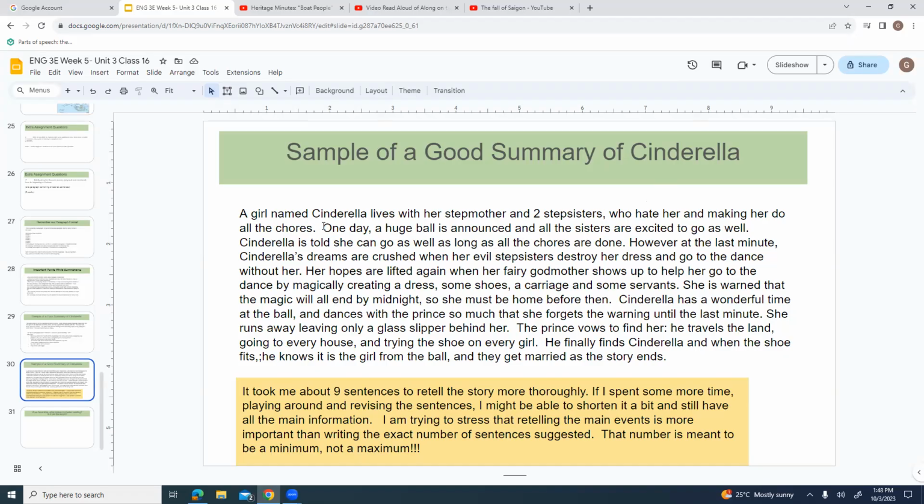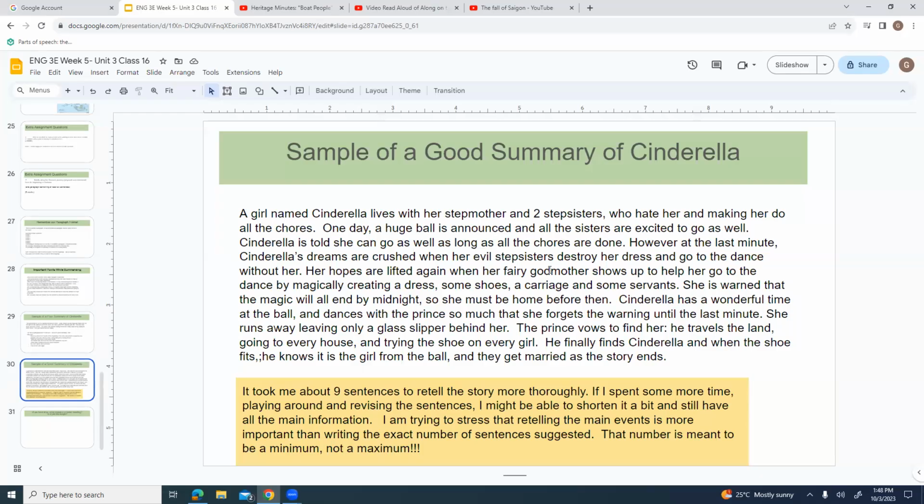And then because of this, the next big problem goes, which is there's a big dance. That's what a ball is, a big dance. She wants to go. She's told she can go as long as her chores are done. But at the last minute, she's suddenly told, no, you can't go. The stepsisters destroy her dress and they go on without her. So I'm explaining what's going on, right? I'm also explaining each character.